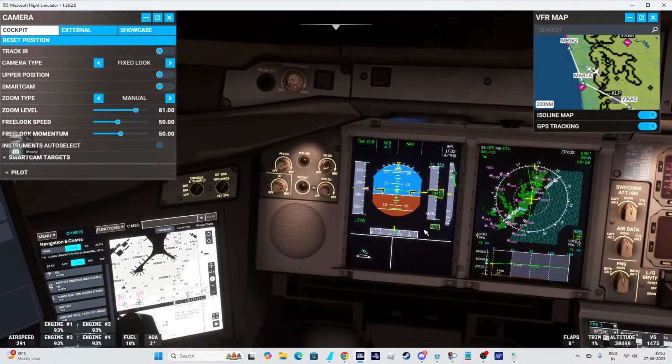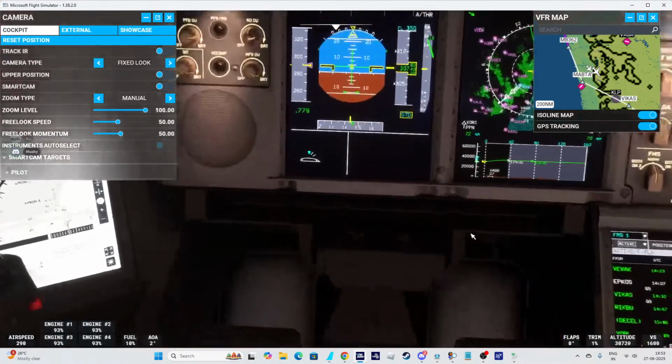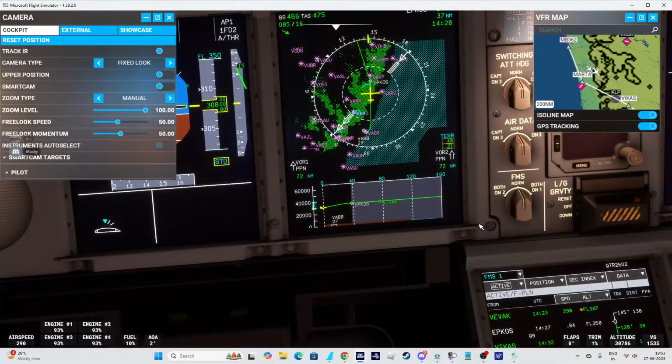Even that you can see on your SimBrief route. Vivek Epcos is the transition. If you see two names before the airway, it means the second one is the transition. The first one is always the departure. Or if it is 3 letters, it is a VOR. There is no SID, no standard instrument departure.